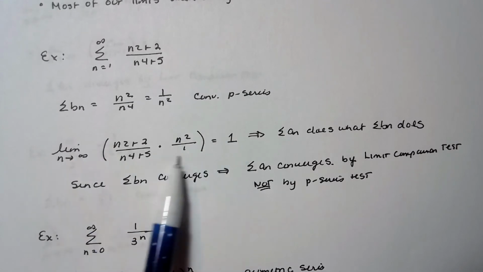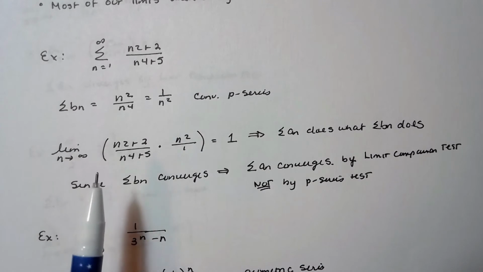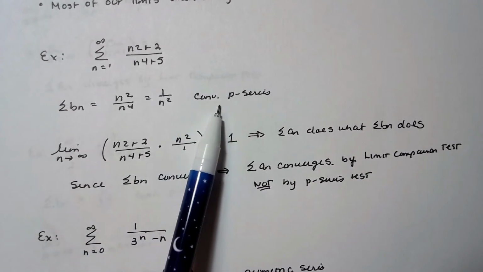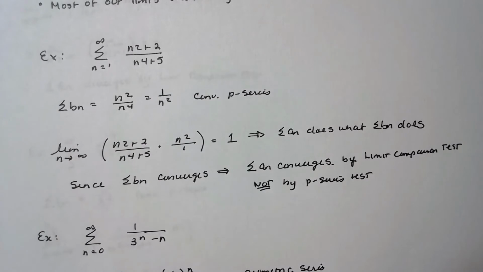So what this guarantees is that my original series is going to do whatever the created series is going to do. Since our created series converges, right, p is greater than 1, so it's going to converge. So that means that our original series is going to converge not by a P series test, but by a limit comparison test.